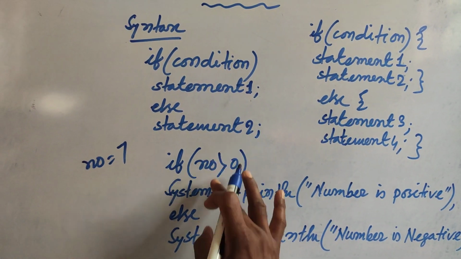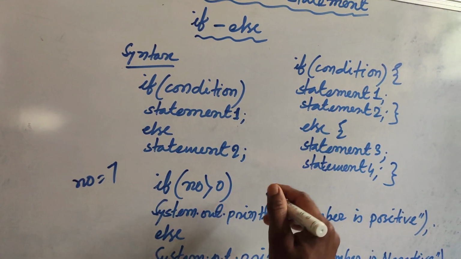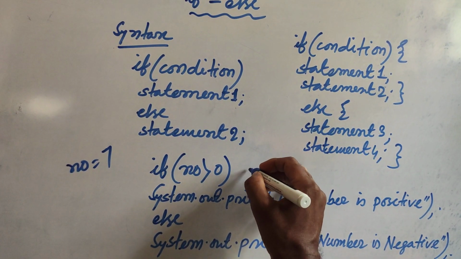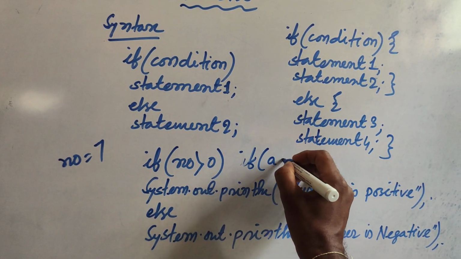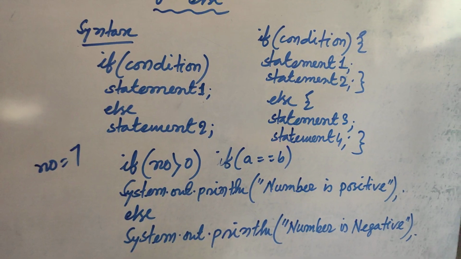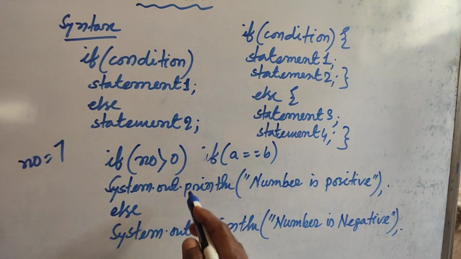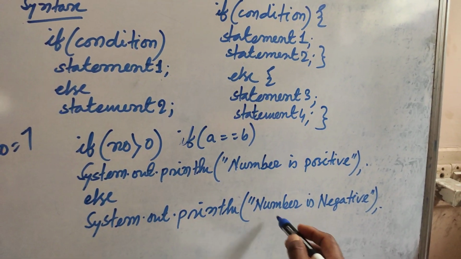Now see it. In the same way, I am writing here if A equal to B, both numbers are equal. If equal, numbers are equal. Else, numbers are not equal.